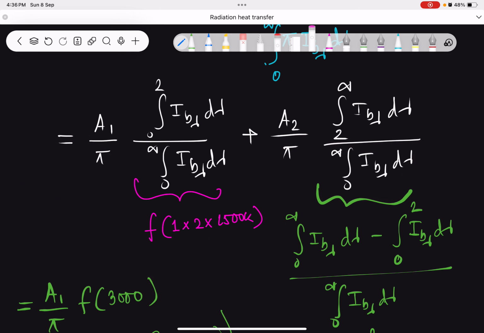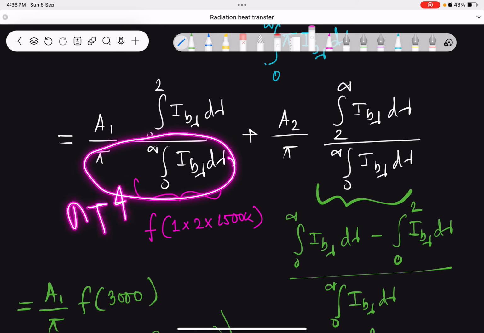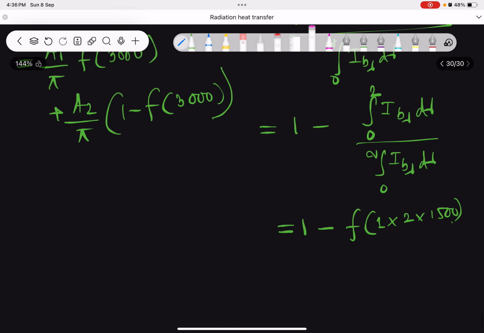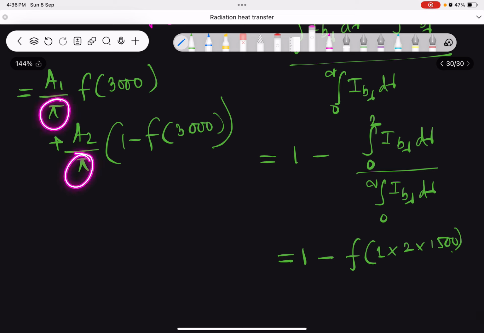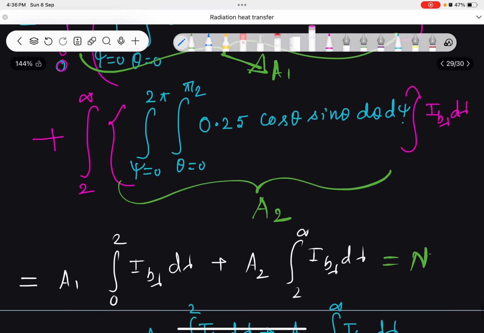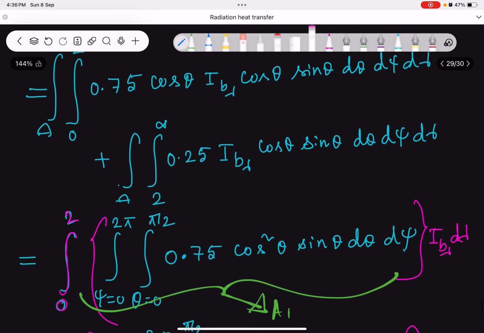So those students who put this whole thing as the f function will miss this pi. So their answer will be the actual answer times pi. That is wrong, so be aware of these mistakes. I think you have understood how to find total hemispherical properties given directional spectral properties.